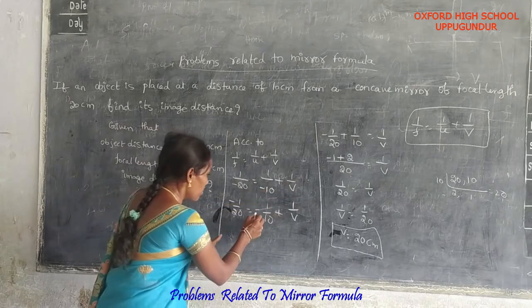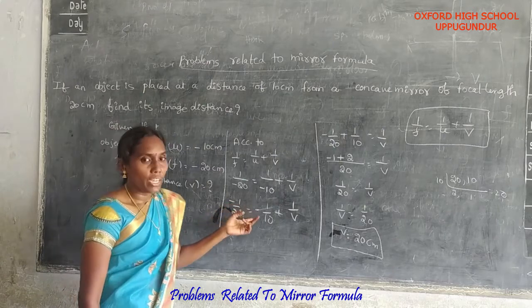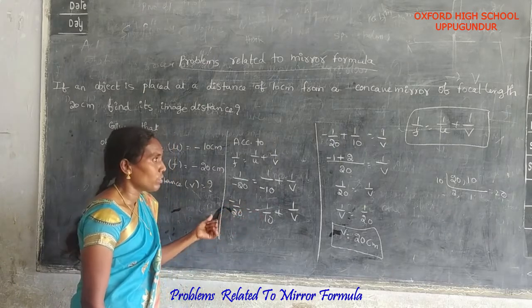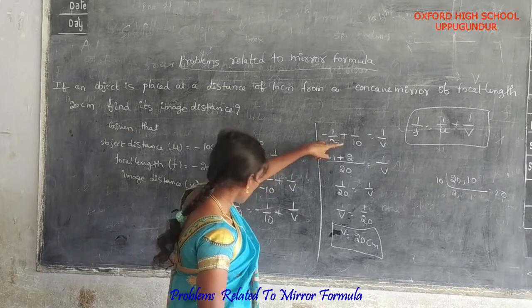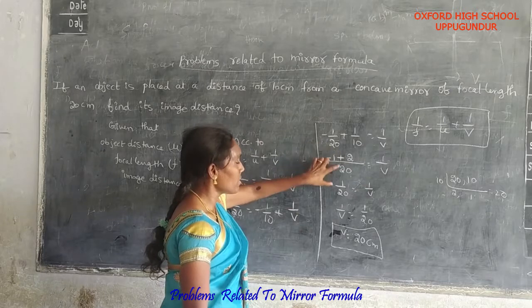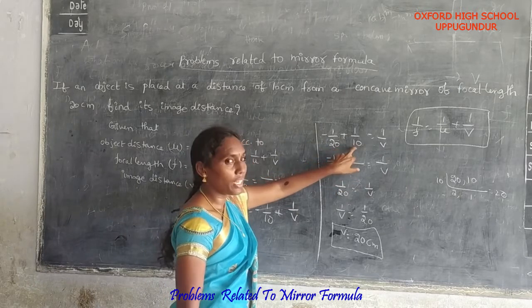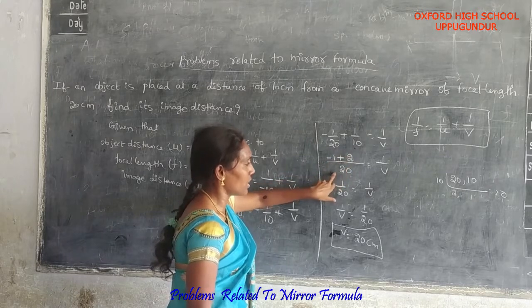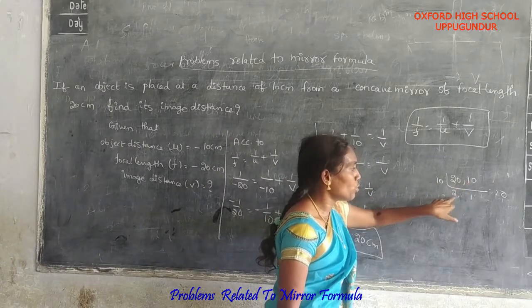Now this minus value coming to the left side of the equation gets into plus value. That's why I should write minus 1 by 20 plus 1 by 10 is equal to 1 by v. Now write the LCM of 20 and 10. Here the LCM is 20, since 10 twos are 20 and 20 ones are 20.